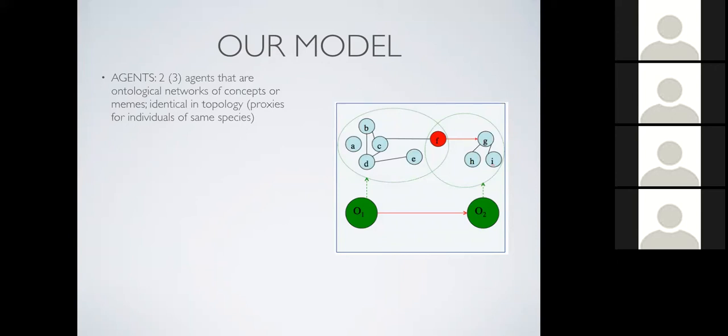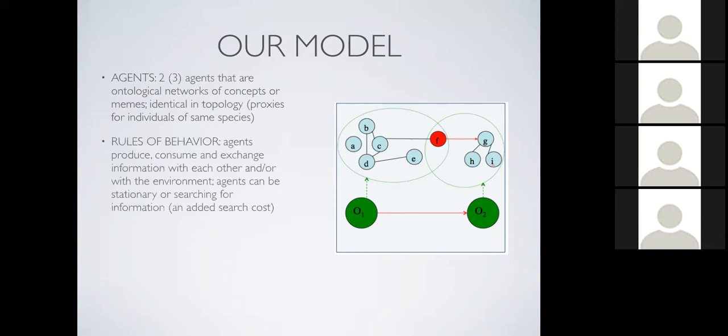In this diagram, we can see, okay, if I have an association of concepts A, B, C, D, E, and F, and I want to exchange just a subset or a subgraph of this, which is F, to my peer, who has another ontological concept made of G, H, and I, then his ontological map is going to become F, G, H, and I. And the rules of behavior in this model are that agents produce, consume, and exchange information. So again, these are economic ideas, with information being a product, consumption, or exchange.